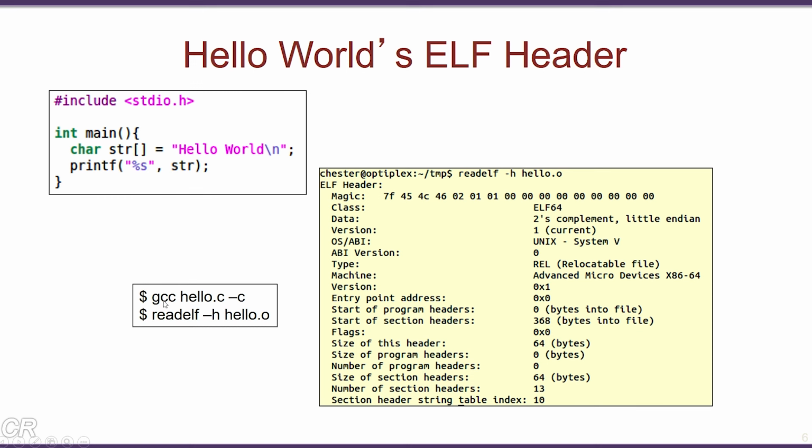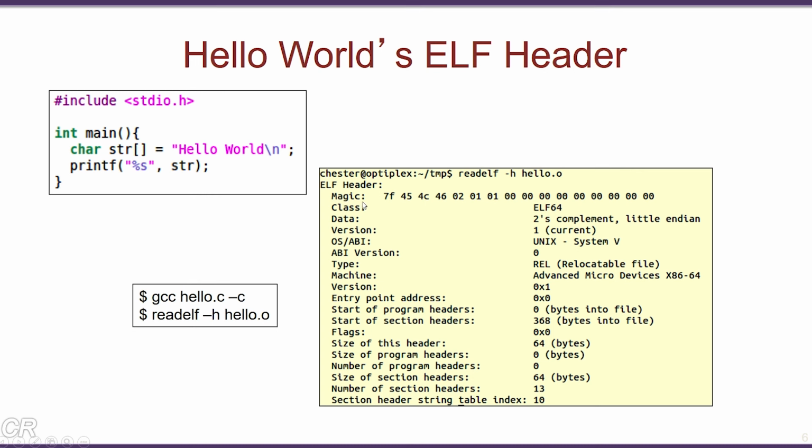So what we do is we compile the program with gcc hello.c, giving it the -c option, by which we get the object file hello.o. Then we run this command: readelf -h hello.o. The output would look something like this. This output tells you the ELF header information for the file hello.o.